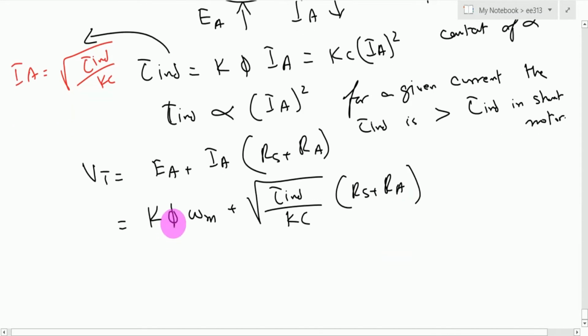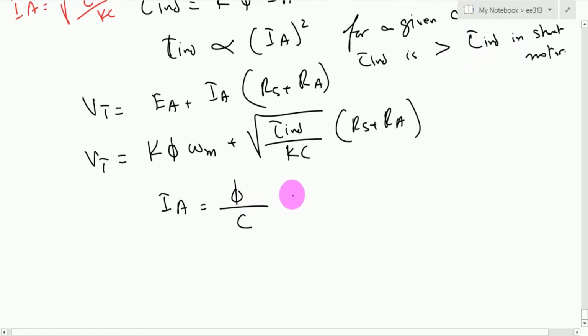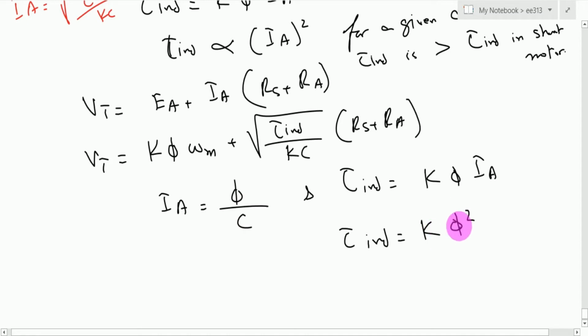Now what is the value of this flux? If we can find the value of flux, it will be very good. To find it, we do know that Ia is equal to flux divided by this constant C. Using this equation, I can get the value of Ia. It is equal to flux over C, and also the induced torque in a machine is equal to K phi Ia. So what is this induced torque? This torque induced is equal to K into phi square over C, right?